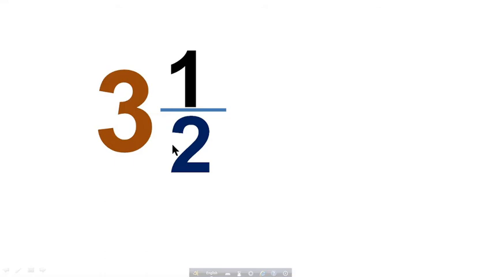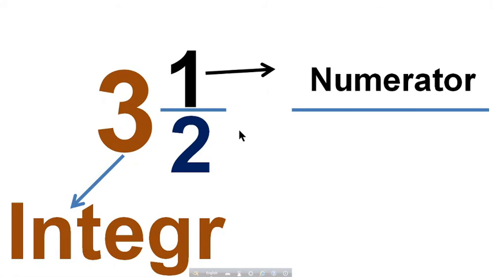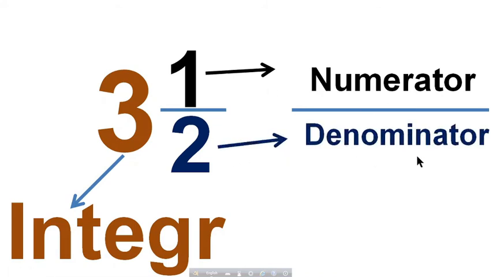Here we can see a fraction, and this 3 is the full part, or we can say this full part is the integer. So here 3 is the integer, 1 is the numerator, and this lower part 2 is called the denominator. So the upper part is called the numerator, the lower part is called the denominator, and this full part is called the integer.